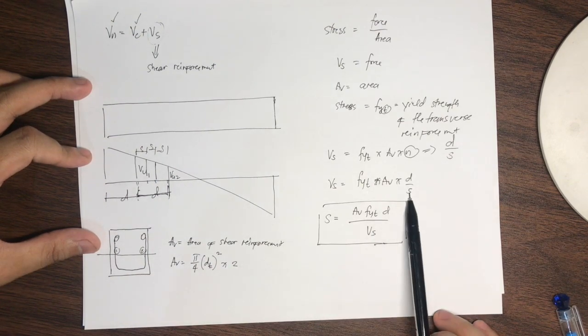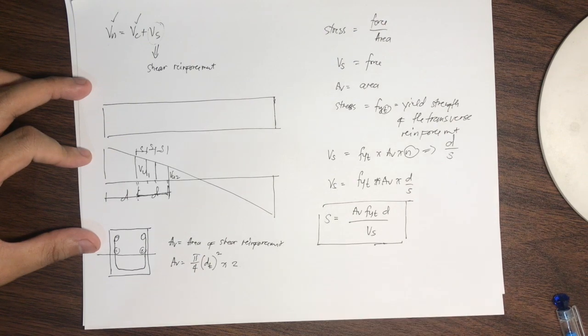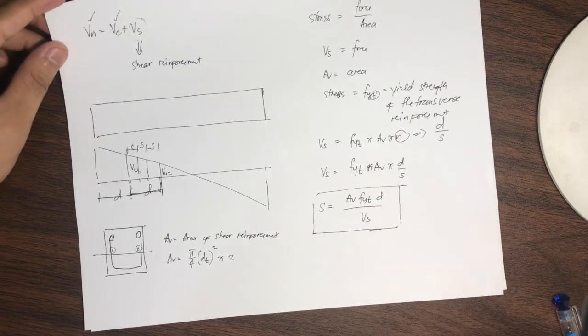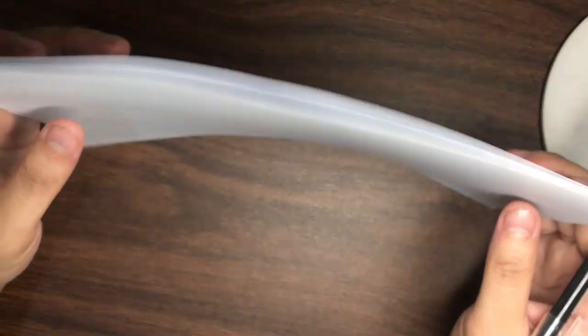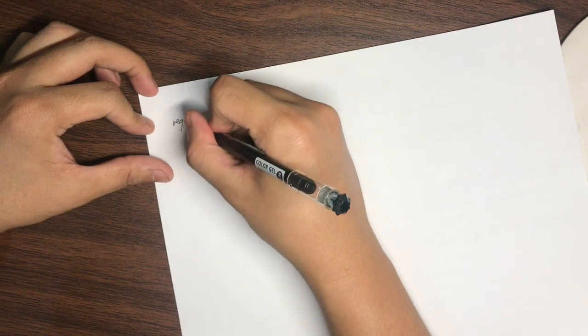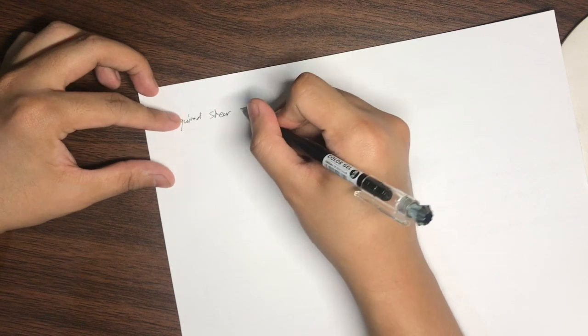Because as you can see, the spacing is inversely proportional to the shear force, or the shear carried by the steel reinforcement. So these are the formula that we need to consider. However, we need to also consider the what if your required force or shear force is less than the shear capacity. Does it necessarily mean na hindi na natin kailangan ng reinforcement?